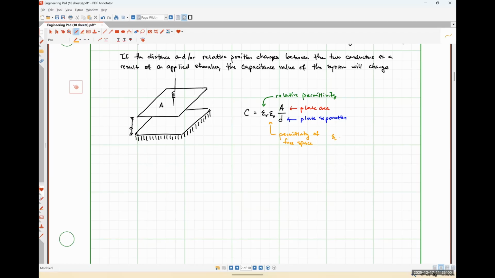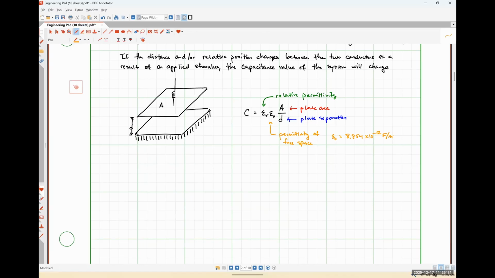So epsilon naught has a value of 8.854 times 10 to the minus 12 farads per meter. Let me see if I actually have that written down anywhere, or if I'm just doing that from memory. Looks like I'm just doing that from memory. Google it, I believe I'm right. The only thing that might be wrong is that it's 10 to the minus 14 if I have farads per centimeter. So anyway.